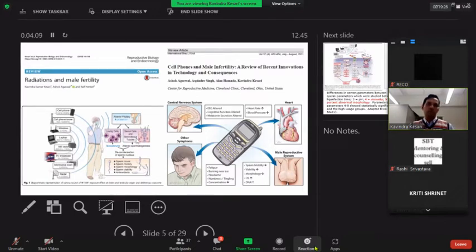Generally, long-term exposure affecting the testicular organs may decrease the sperm count, sperm motility, sperm morphology, and also antioxidant activities. So it's not only the reproductive system and brain, it also affects your whole body system, which you can see in the second image.